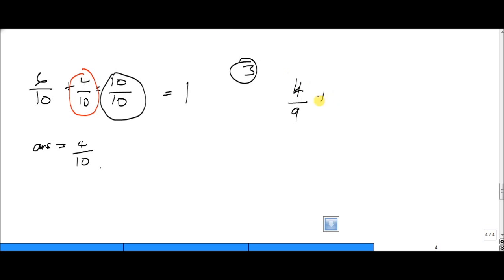What would we need to add? We would have to add 5/9 to get 9/9. We had 4 there already. 4 and 5 would make 9. Remember, if the denominators are the same, we keep the denominator the same and focus on the numerators.